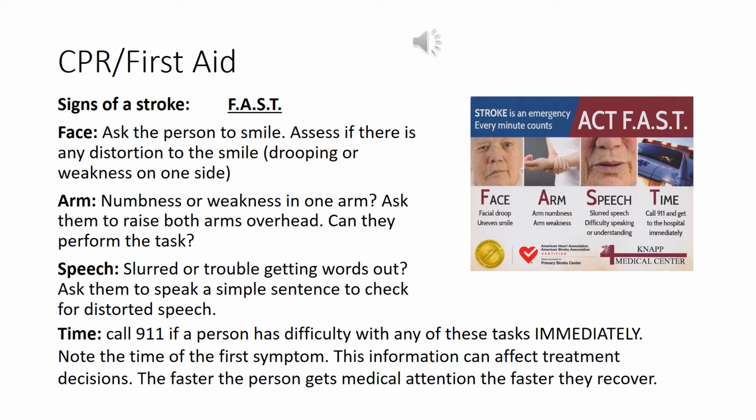And the information about when their symptoms first started is an important component of the treatment decisions the doctors are going to make. So make a note of the time, call 911, get this person medical attention as soon as possible. That is FAST, fast action when you think there is someone having a stroke.